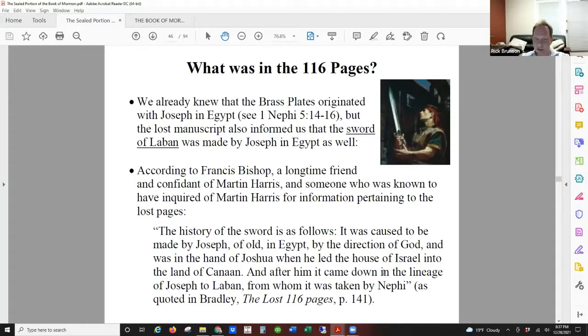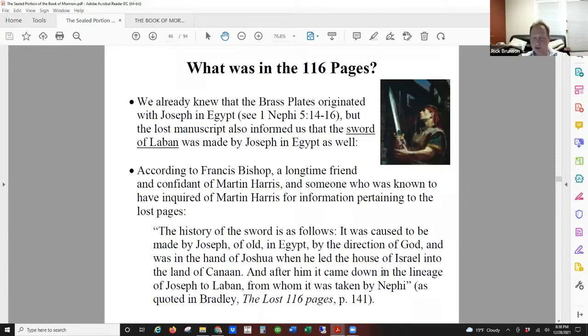According to Francis Bishop, a longtime friend and confidant of Martin Harris, and someone who was known to have inquired of Martin Harris for information pertaining to the lost pages, said this: "The history of the sword is as follows. It was caused to be made by Joseph of old in Egypt, by the direction of God, and was in the hand of Joshua when he led the house of Israel into the land of Canaan. After him, it came down in the lineage of Joseph to Laban, from whom it was taken by Nephi."